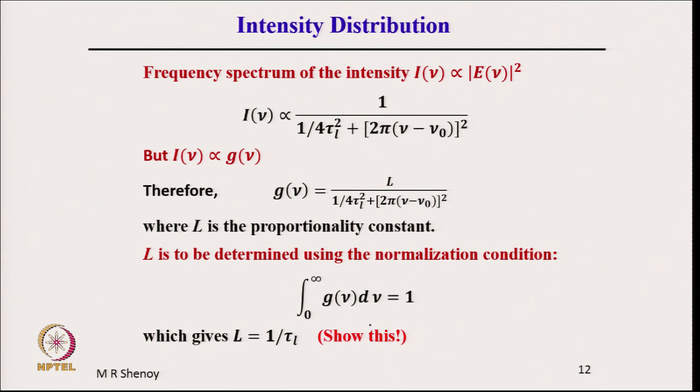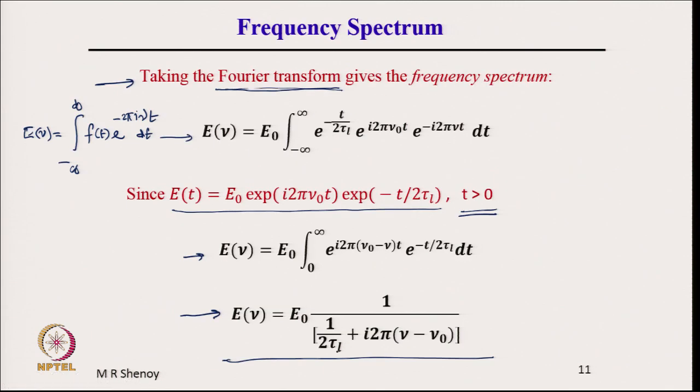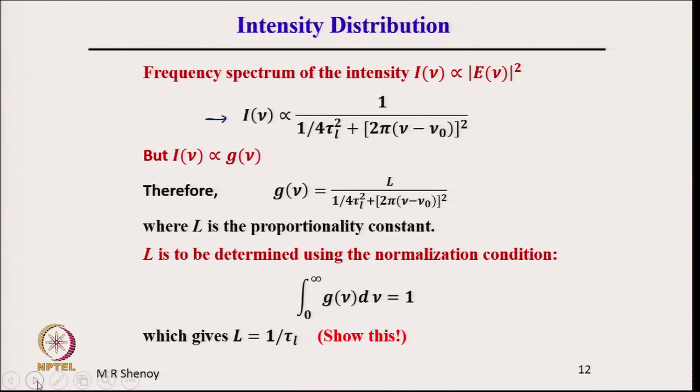That is, the intensity spectrum is proportional to mod E nu square, which means that I nu is proportional to... So, we have taken simply mod of this. You can see this expression, we simply have taken mod square. When we take mod square, mod E 0 square we can designate as I 0, a constant, but more importantly I nu is proportional to 1 divided by 4 tau L square into 2 pi into nu minus nu 0 mod square.